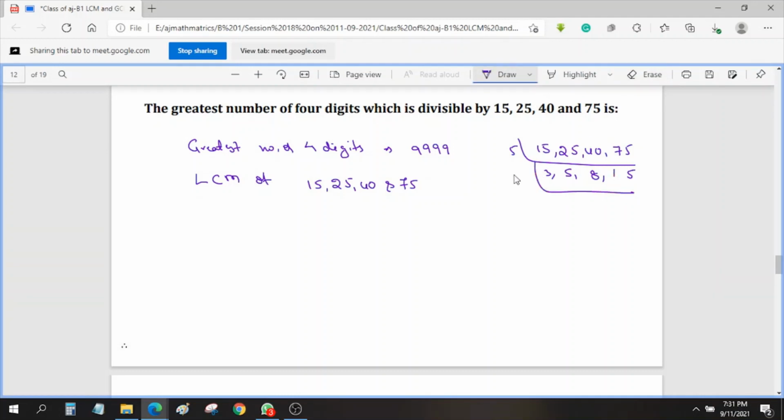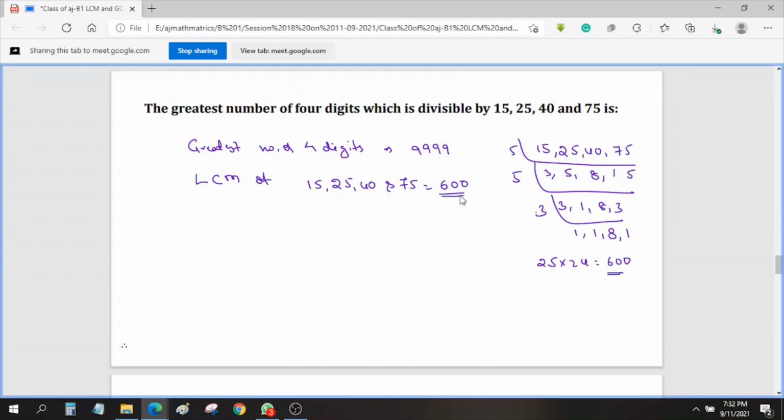Next, again we have 5 common here, so 3, 1, 8, 3. So we have 3 here, then 1, 1, 8 and 1. Now you need to multiply. So 8 3s are 24, 24 and 25. 25 into 24 is 600. Okay, so the common multiple of these will be what? 600. Now is 9999 divisible by 600 or not?